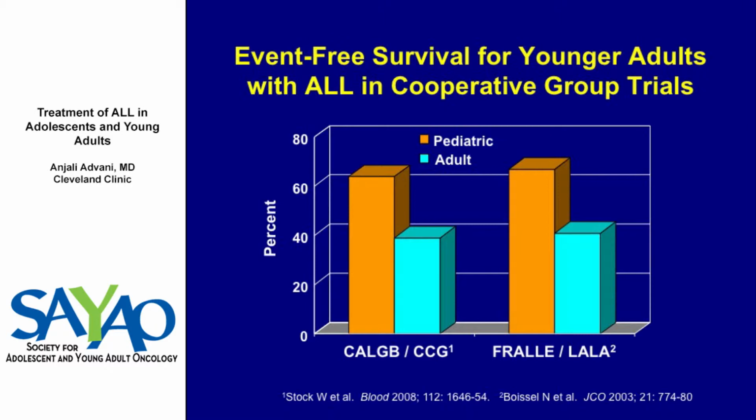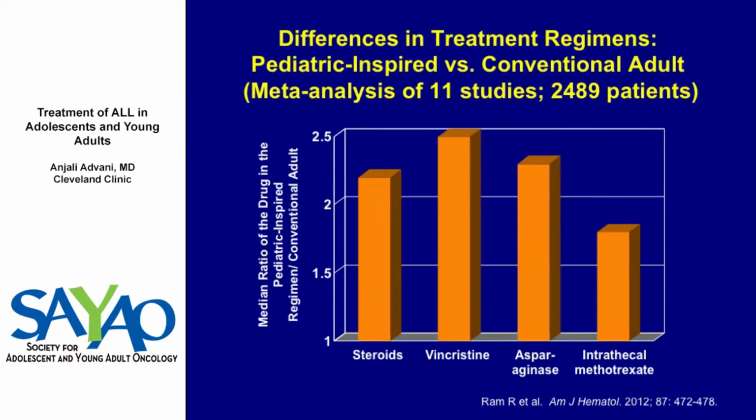And you can see here one of the biggest things that came out of these two retrospective trials was that the outcomes were clearly superior for these adolescents and young adults treated on the pediatric trial regimens. The event-free survival was 60 to 70%, versus only about 30 to 40% in the adult cooperative groups. This was really, I think, very important and really led to a lot of discussion. In addition to these trials, this data has now been replicated by many other groups in different countries.